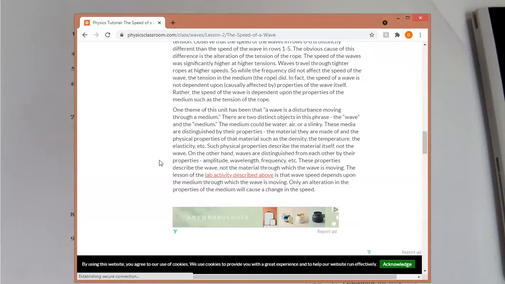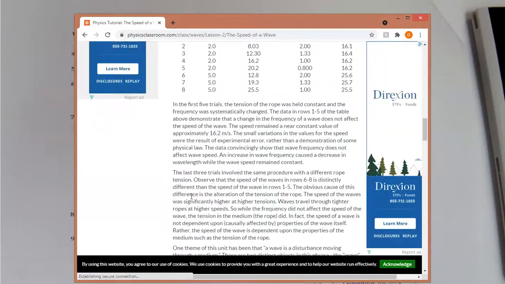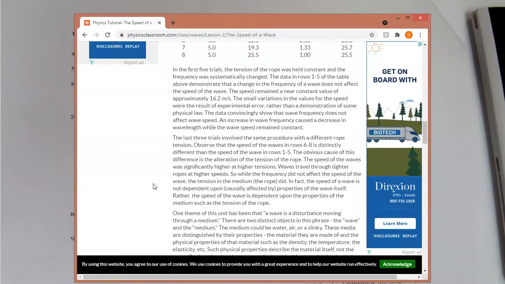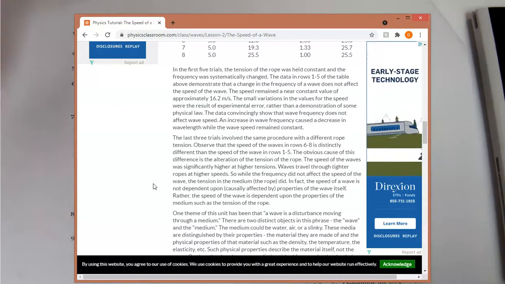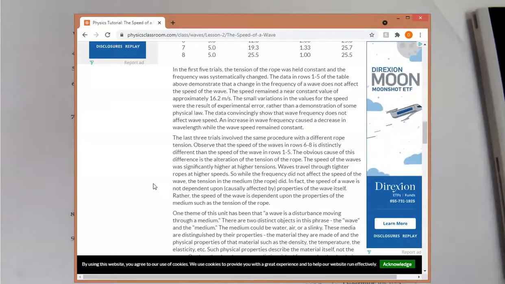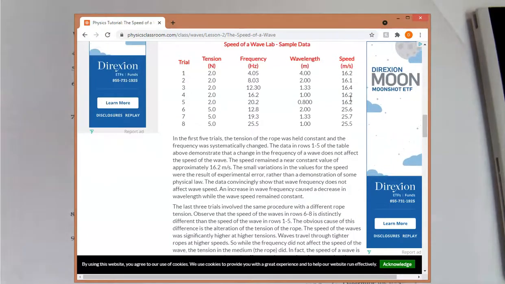Otherwise, that doesn't matter. They did mention here, and you should read this, that when the rope was tighter, the wave went through a little bit faster. But again, that's not the wave itself. That's the properties of the experiment that we're doing. The properties of the rope change the speed, not necessarily the wave, right? Because again, if we look down here, these numbers are pretty consistent.